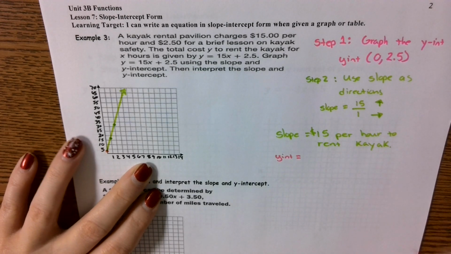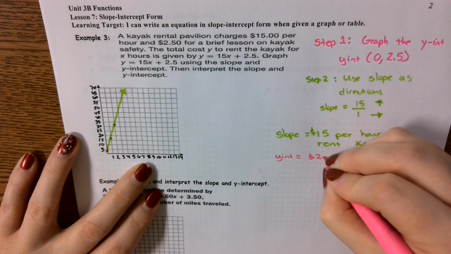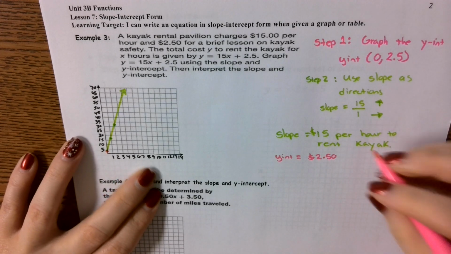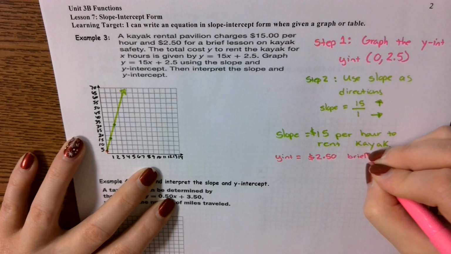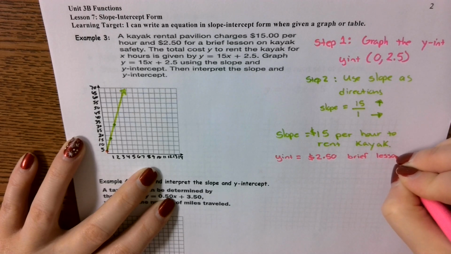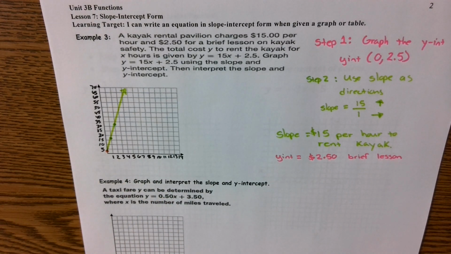Okay, and then what did the y-intercept represent? The y-intercept was at $2.50. What did that represent again? The brief lesson. $2.50 for the brief lesson. Okay, so you are trying to identify those things. What does it represent? What does it stand for?